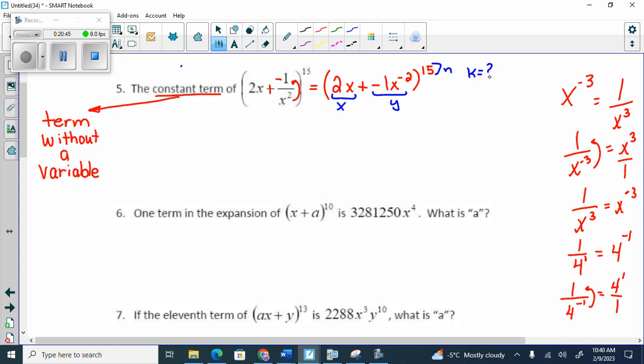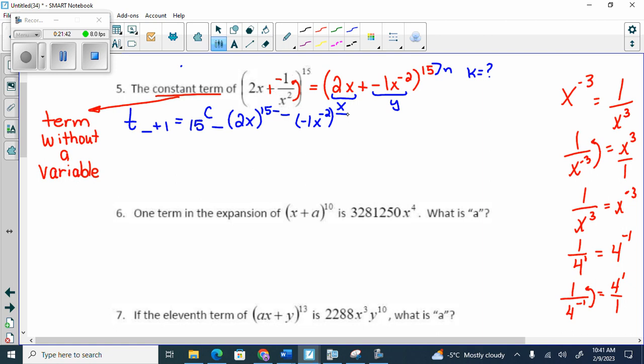What could I do? Yeah, you can write everything you know. So we could go like T blank plus 1 equals 15 C blank, X, which is 2X to the 15 minus blank, and then negative 1 X to the negative 2 to the blank. Now, we could figure it out that way, or instead of putting blanks, we could literally write K. We could do 2T, K plus 1, which is term 3, and then 15CK, and you have to solve it that way, where you figure out where it crosses off, because you're going to have your X's canceled.